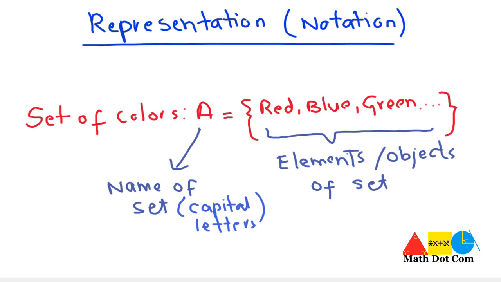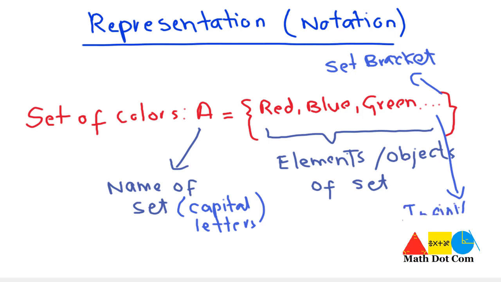And this is called the set bracket. And these dots are showing the infinity concept, as this set consists of an infinite number of colors until and unless we specify a certain limit, like a set of colors starting with the letter B, then it will limit this set. So this is how we can represent the sets in mathematics.